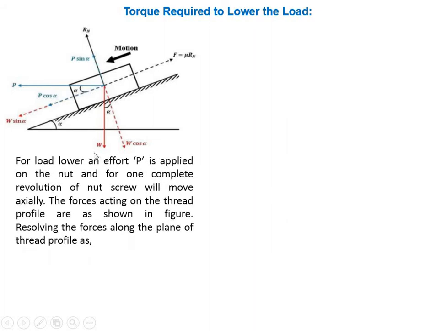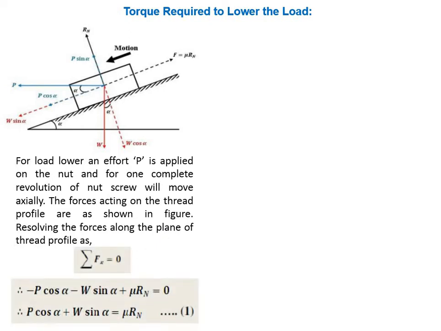Now for lowering the load, an effort P is applied on the nut, and for one complete revolution of the nut, the screw will move axially. The forces acting on the thread profile are as shown in the figure. By resolving the forces along the plane of the thread profile, first we will take summation of Fx, that is the summation of all the horizontal forces.